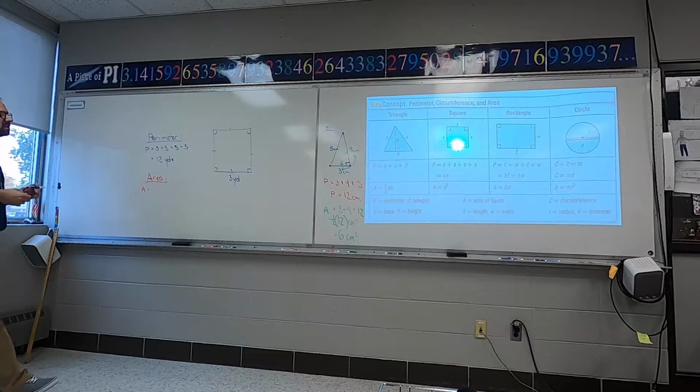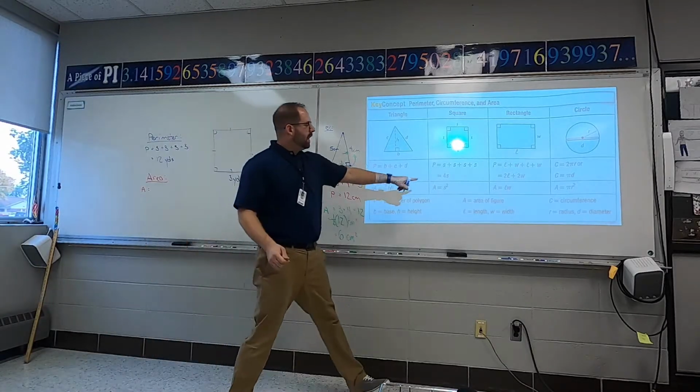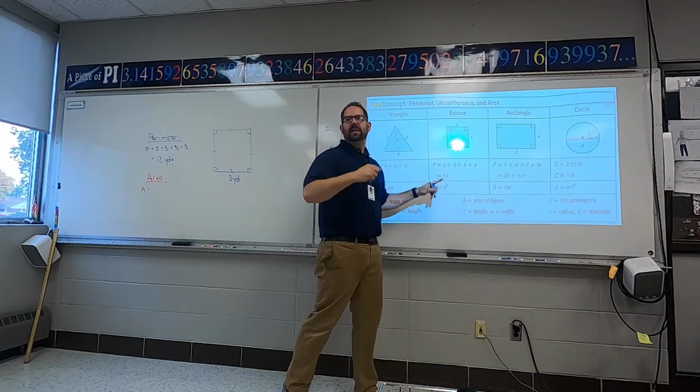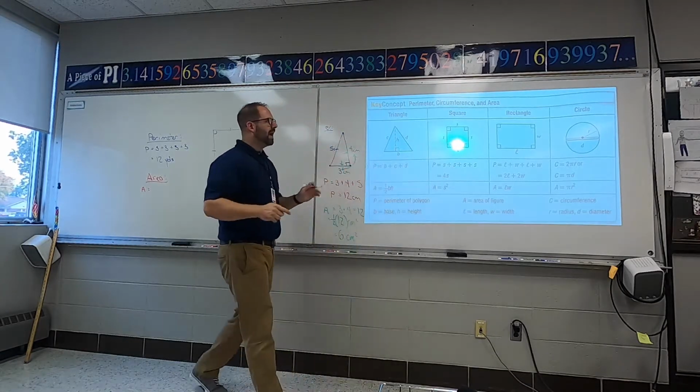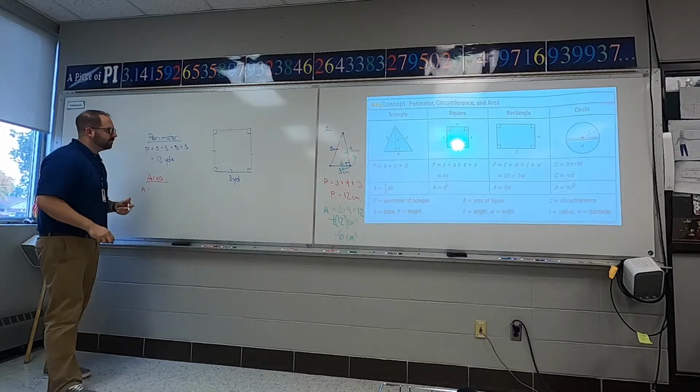Area. 3 times 3. On area, you take the side and square it, or just take the side times itself. That's what a square means. Or length times width. It's the same formula. I just think of it as length times width. I don't want to confuse anybody.